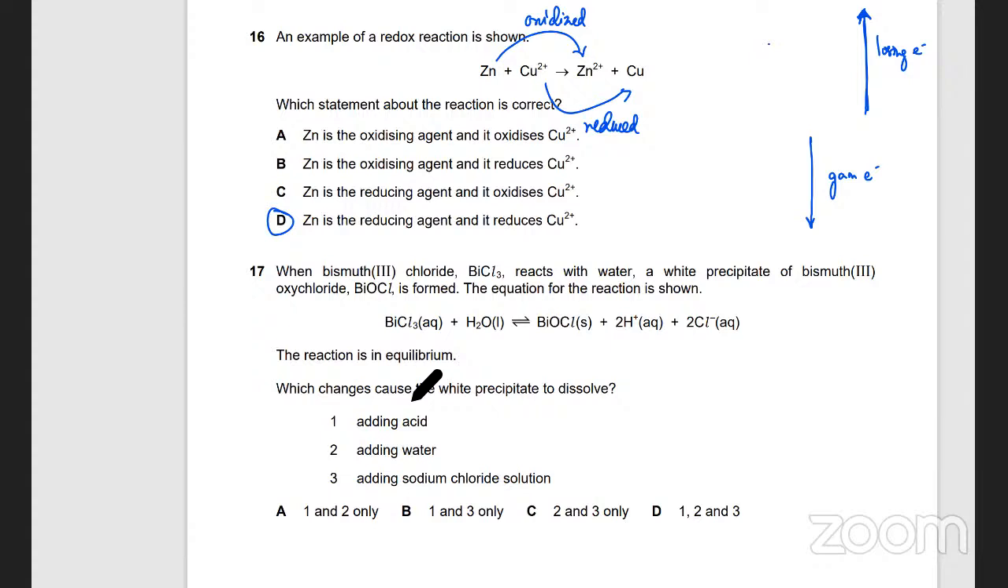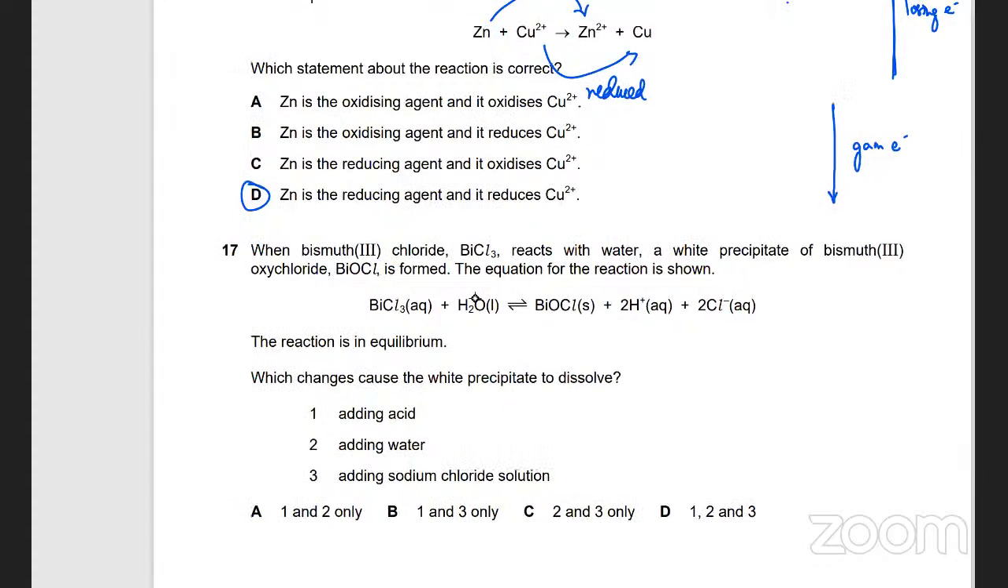What changes? So there's an equilibrium reaction. Which changes cause the white precipitate to dissolve? White precipitate. It's this one. उसने कहा है Bi. A white precipitate of BiOCl is formed. ठीक है? So that's your white precipitate. Now, what he's saying is कि इसको dissolve करना है. Basically, इसको backward shift करना है. You want the white precipitate to disappear, right? So you want the equilibrium to go backwards.